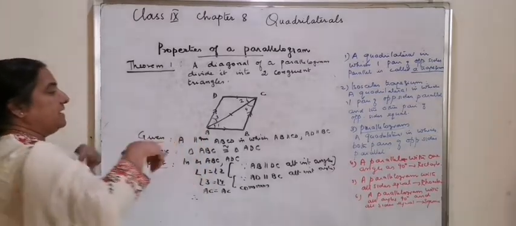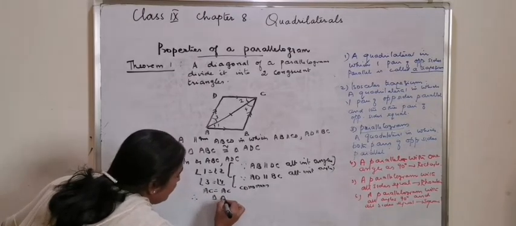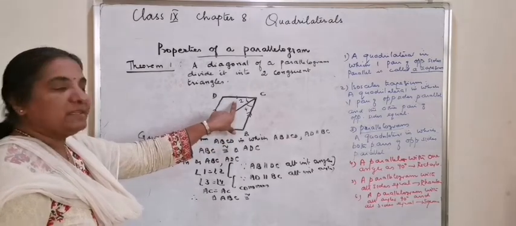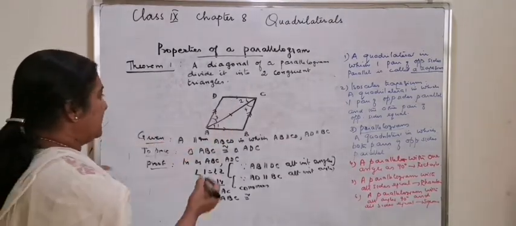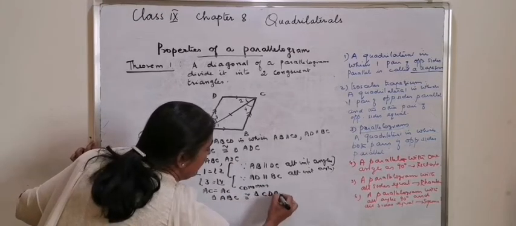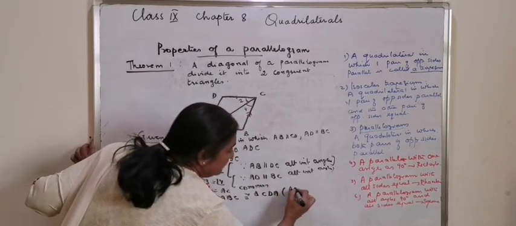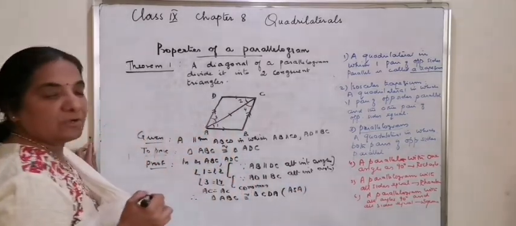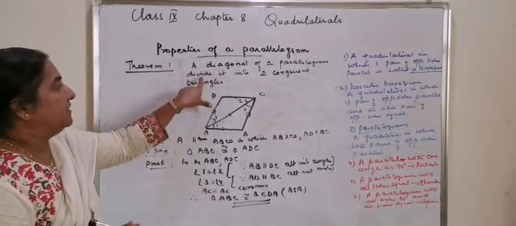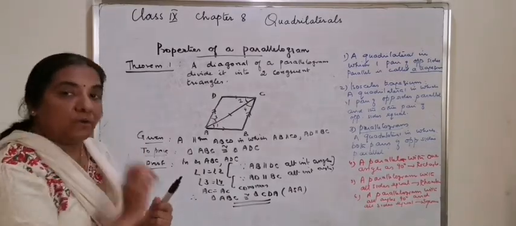Therefore, triangle ABC is congruent to, since angle A corresponds with angle D, let's name it triangle CDA, by angle side angle. The triangles are congruent by ASA congruency. That is, the diagonal of the parallelogram divides it into two triangles which are congruent.